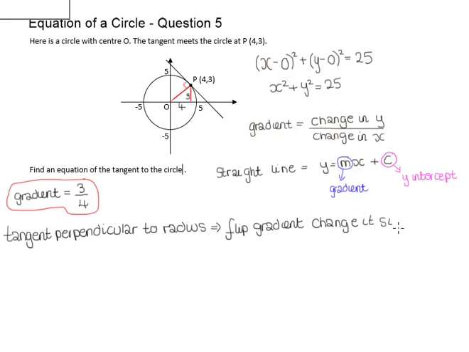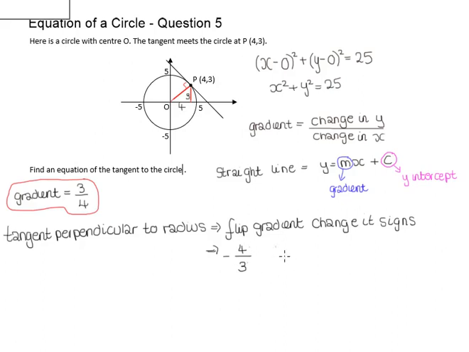Okay, so what that means is that my gradient for my perpendicular line, so my tangent, is going to be 4 over 3. I flipped it, and at the minute it's a positive, so it's going to be a negative because I've changed the sign. So my tangent has a gradient of minus 4 over 3.